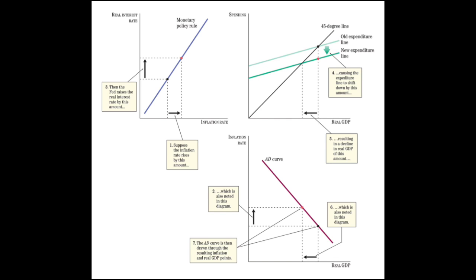In this figure, an increase in inflation will cause the Fed to react by raising the real interest rate. A higher real interest rate will decrease aggregate expenditures, shifting the aggregate expenditure line downwards, resulting in a decline in the real GDP. With real GDP on the x-axis and inflation rate on the y-axis, the aggregate demand curve is downward sloping, since the higher inflation rate resulted in a lower real GDP level.